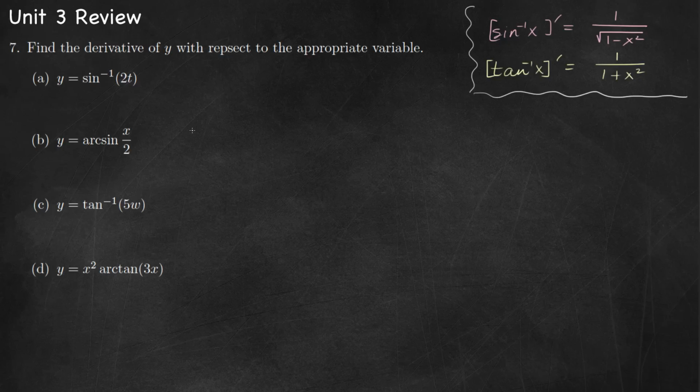Part A, find the derivative of sine inverse of 2t. So this is sine inverse of stuff. The derivative of sine inverse stuff, looking over here, is 1 over the square root of 1 minus stuff squared times the derivative of the stuff. So y prime equals 1 over the square root of 1 minus stuff squared times the derivative of the stuff. The stuff is 2t, the derivative of 2t is 2, so I'm multiplying by 2. And if we want to simplify that, it's 2 over the square root of 1 minus 4t squared.